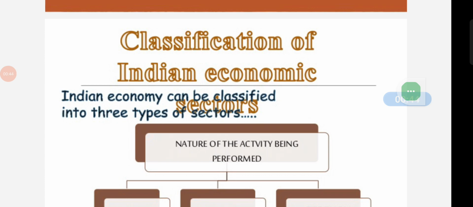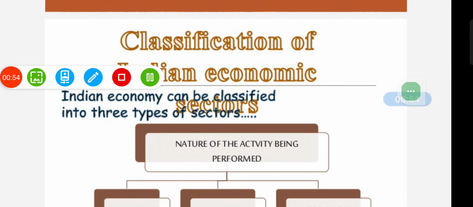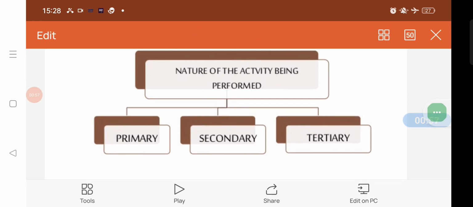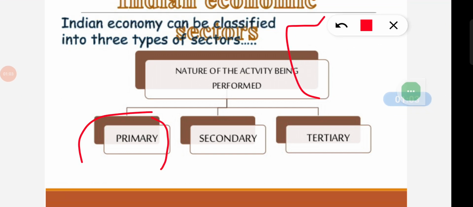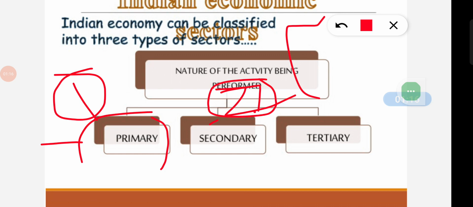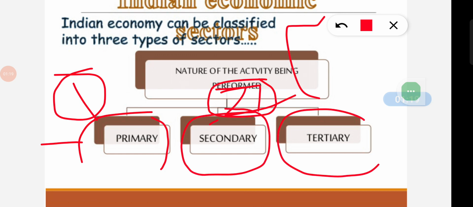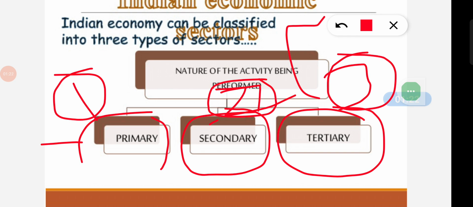So how is the Indian economy classified, what is it divided into? The Indian economy can be classified into three types. There are three sectors. First is the primary sector, also known as the agriculture sector because it produces the raw material. The second is the secondary sector, and the third is the tertiary sector, also known as the service sector. So these are the types of classification of the Indian economy.